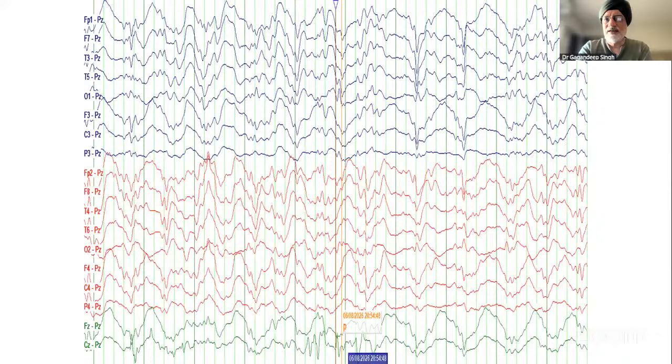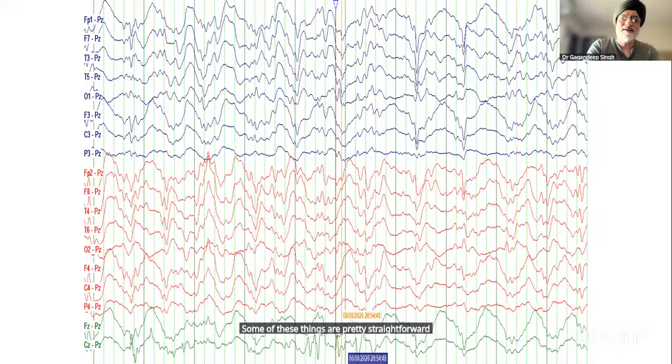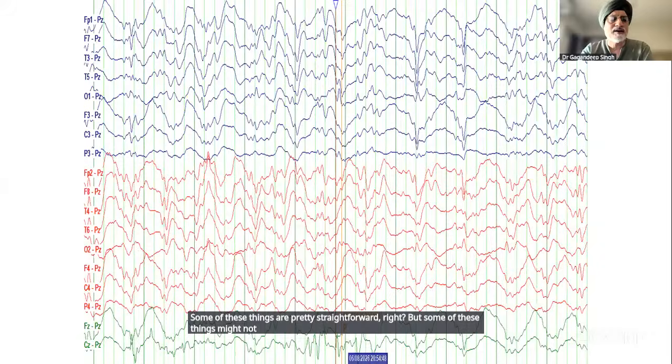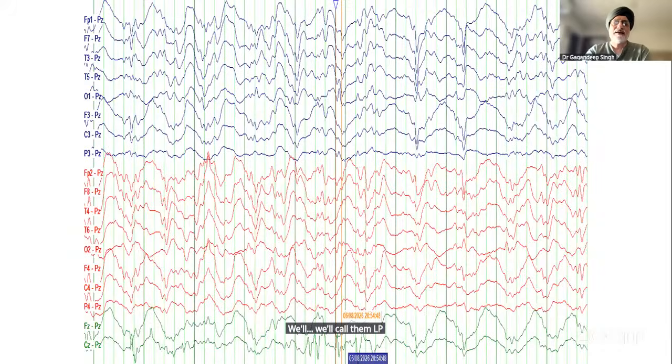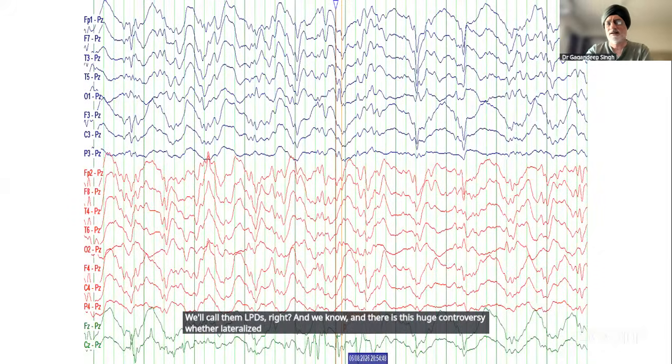Some of these things are pretty straightforward, right? But some of these things might not be discharges, which you can see in the background. Right frontal region, mainly FP2-PZ, right? We'll call them LPDs, right? And we know there is this huge controversy whether lateralized periodic discharges are ictal or interictal phenomena.